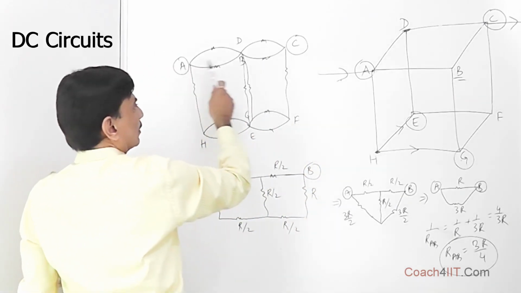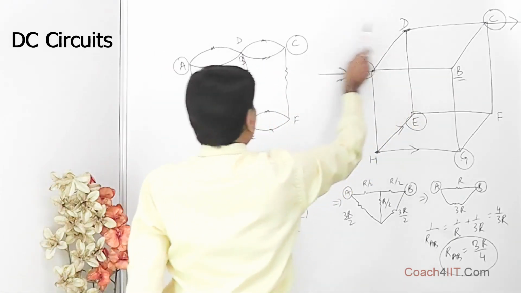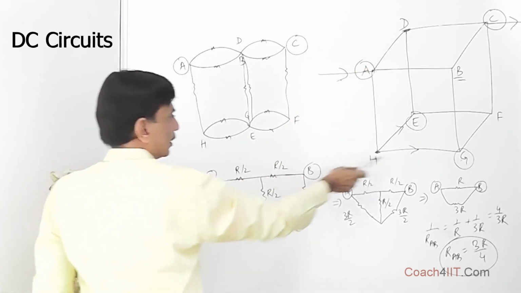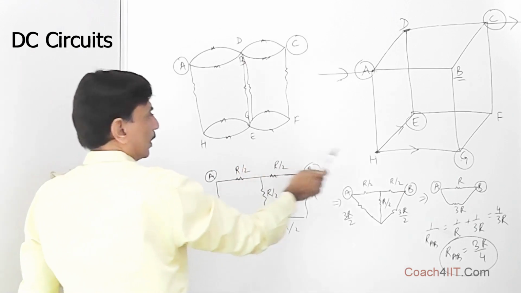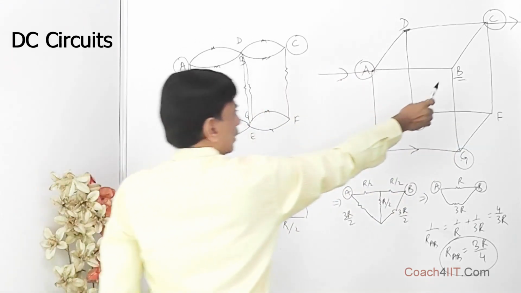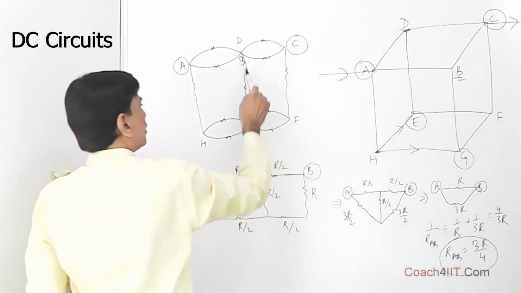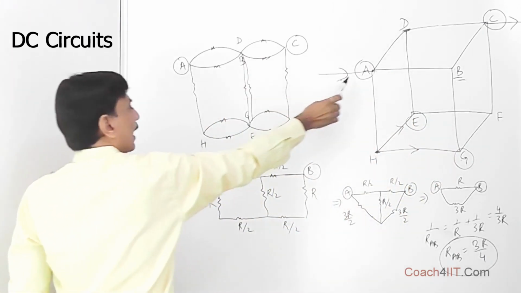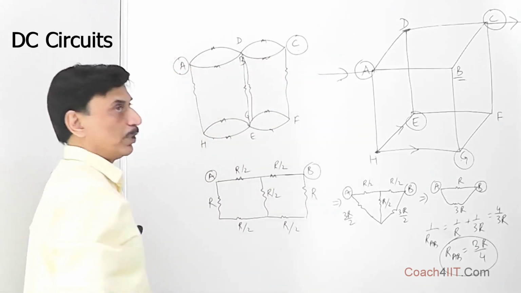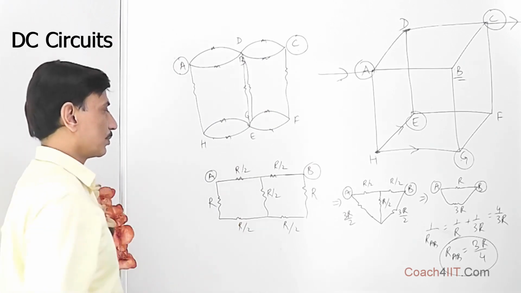A is here, D and B get collapsed, they are here, C is over there. For the bottom, H is here, E and G get collapsed, F is here. C and E, these two resistances, are over here, A and H are over here. We have to find the equivalent resistance between A and C. These are points. This can be redrawn like this.